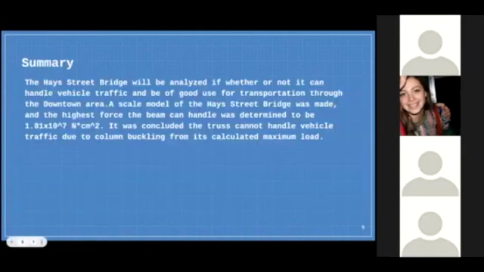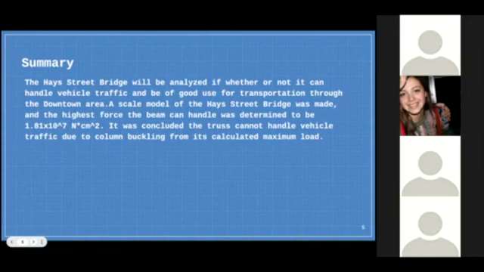Hello, I'm Zephin. The Hayes Street Bridge was analyzed on whether or not it can handle vehicle traffic and be of good use for transportation through the downtown area. A scale model of the Hayes Street Bridge was made, and the highest force the beam can handle was determined to be 1.81 times 10 to the 7th power Newton centimeters squared. It was concluded that the truss cannot handle vehicle traffic due to the column buckling from its calculated maximum load.